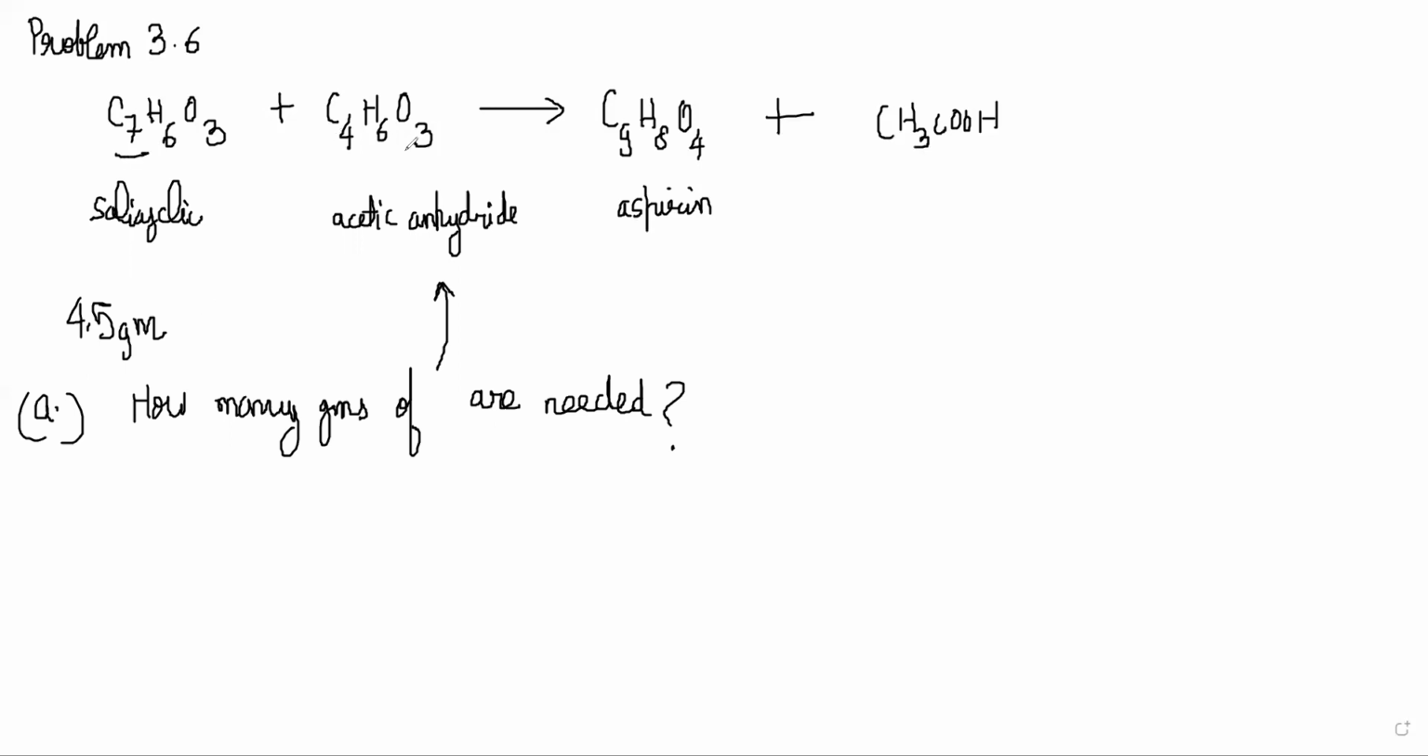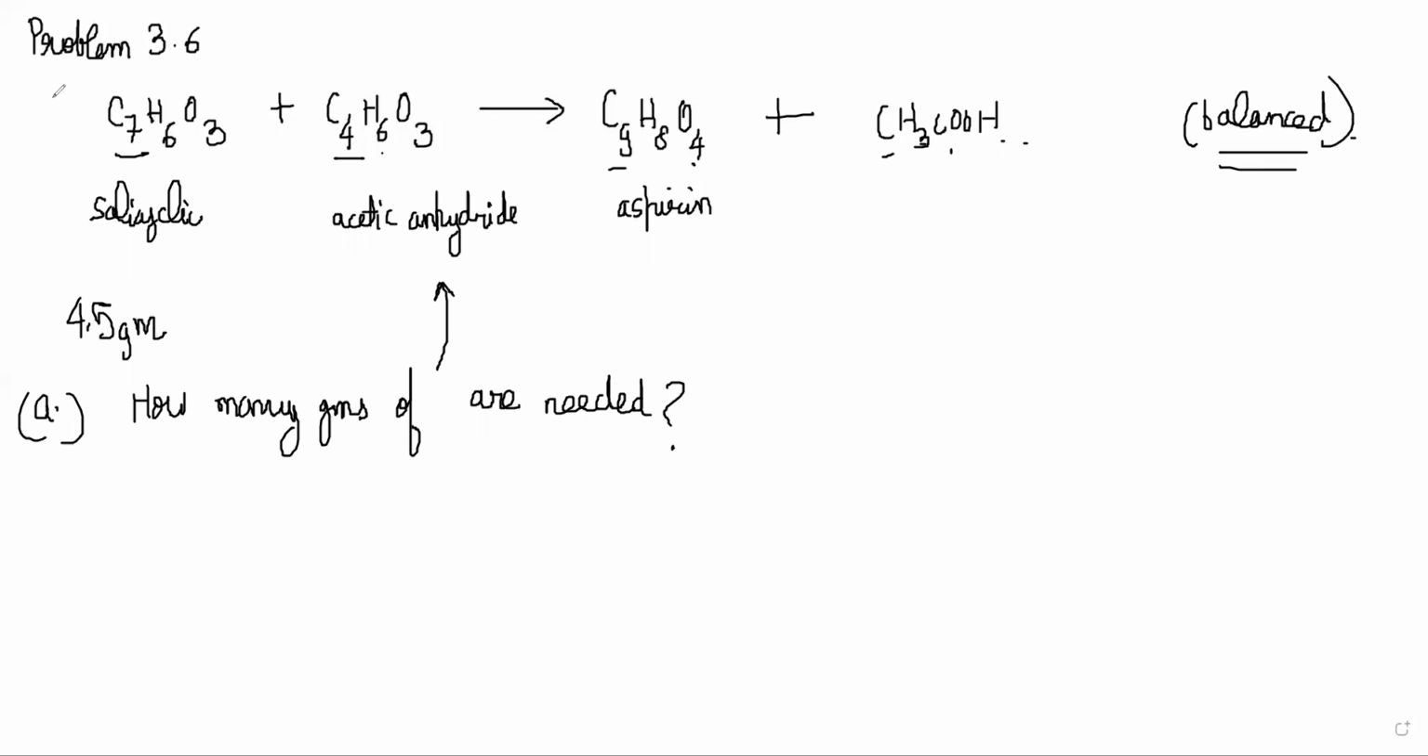So look at the carbons. There are 11 carbons here, 11 carbons here. Hydrogens: there are 6 and 6, 12, and here 8 and 4, 12. Oxygen: there are 6, and here 4, and here 2. So it is balanced, right? Yes, sir. So that is good.